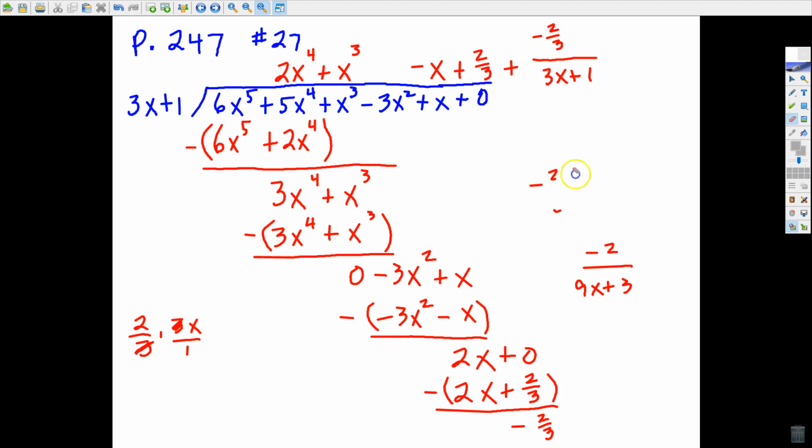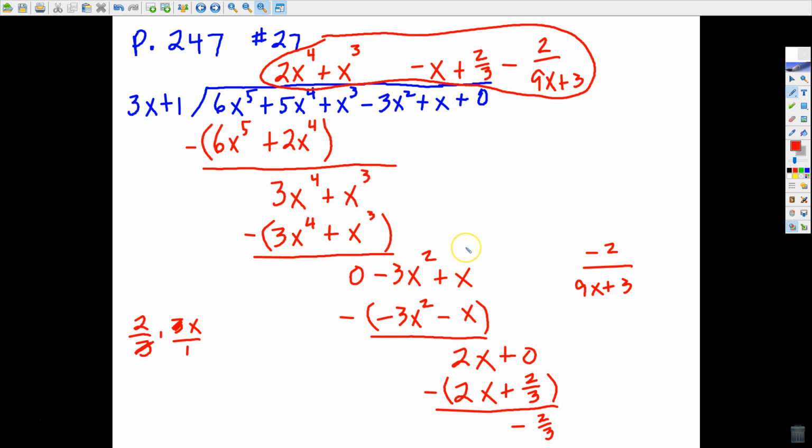Let me erase all this. It's okay if you want to say plus negative, or if you just want to say minus, which I think is what I'm going to do. Either wouldn't be wrong in either case. Hopefully you can see that it is going to be negative. So if you just want to do plus negative, that's all right. I'm just going to show it as minus 2 over 9x plus 3. And so this ends up being the final answer: 2x to the fourth plus x cubed minus x plus 2/3 minus 2 over 9x plus 3.